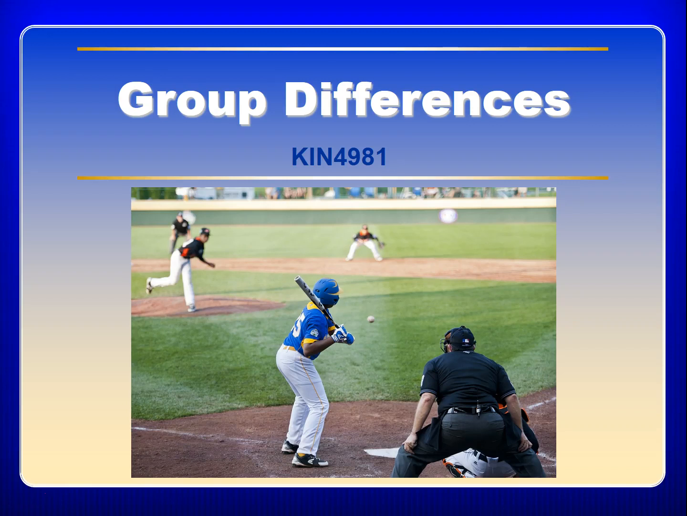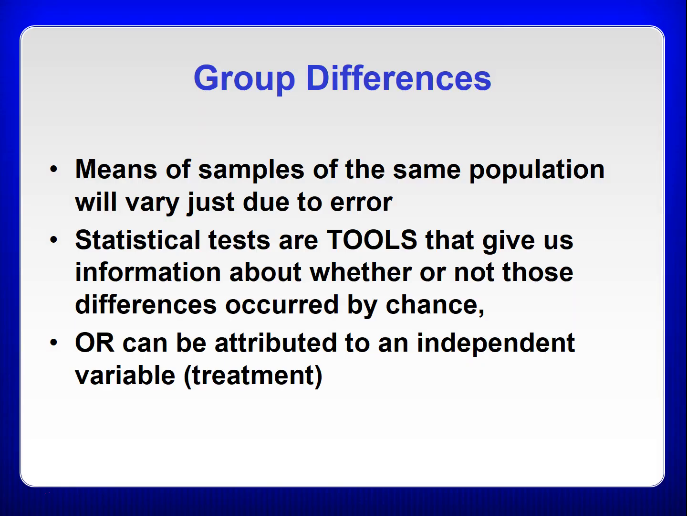Ahead to talk about the group differences. Levels of the same population will vary just due to error. Statistical tests are tools that give us information about whether or not those differences occurred by chance, or can be attributed to an independent variable treatment. The techniques are often used for data analysis in experimental and quasi-experimental research.